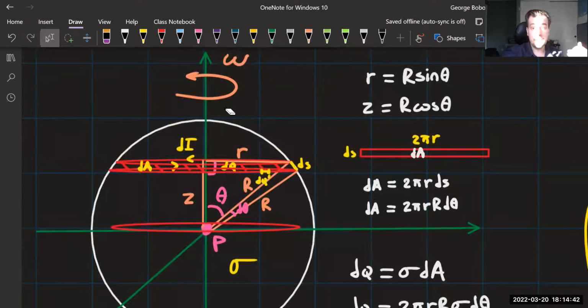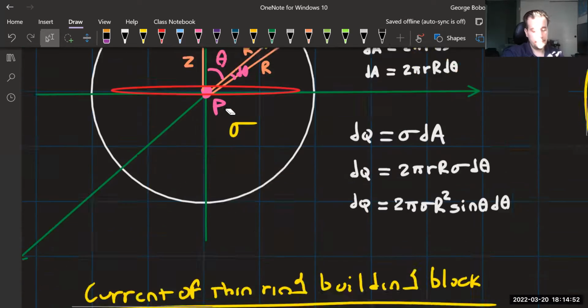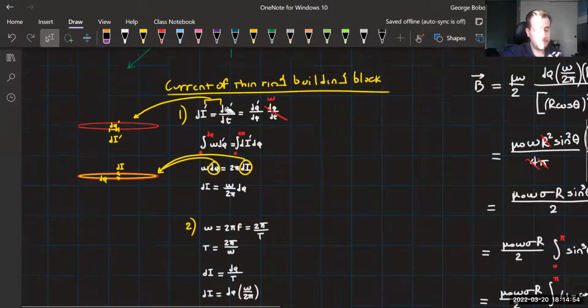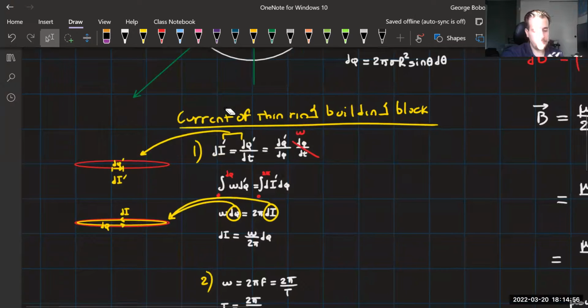Use the ring as a building block, smear it across the surface of the sphere, and ponder upon what the current is going to be of that smeared ring. But this is the difficult part, I feel, in this problem right now. Okay, so I took the ring, took a small dq on it, and I asked, well, how much current is that providing as it's spinning around here? Like this dq is moving around this ring at a speed omega. How much current is that generating? That's what I asked.